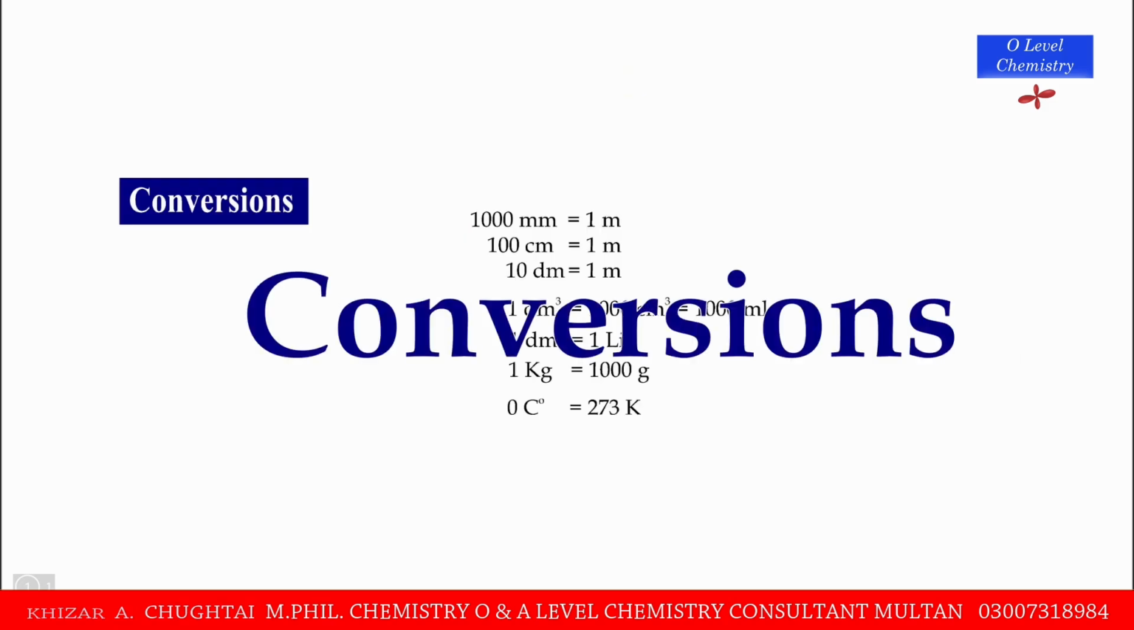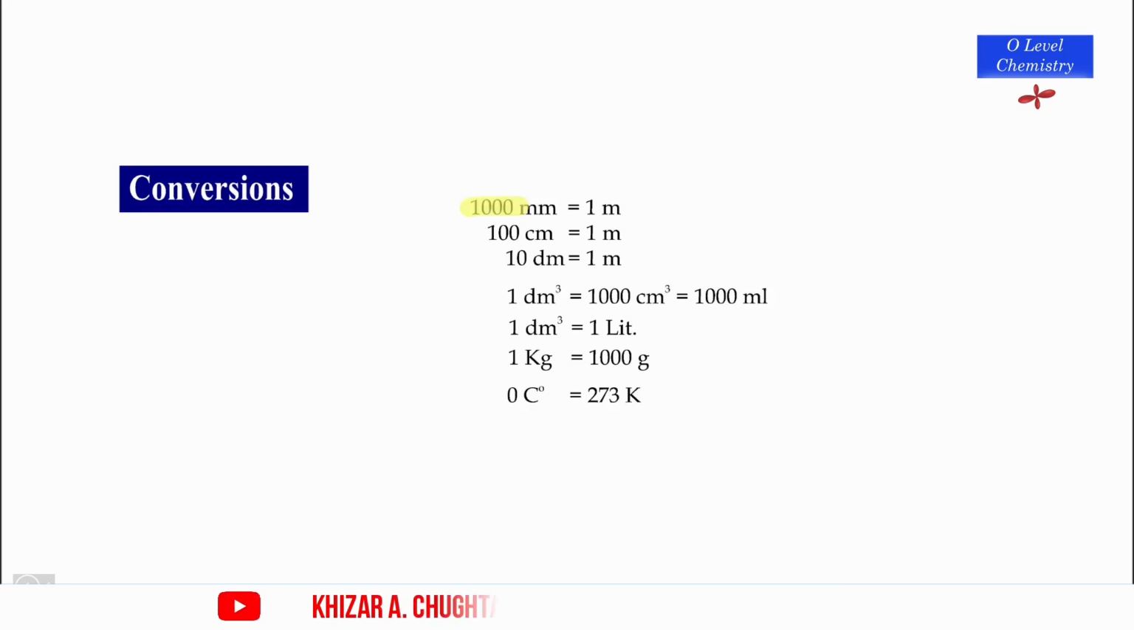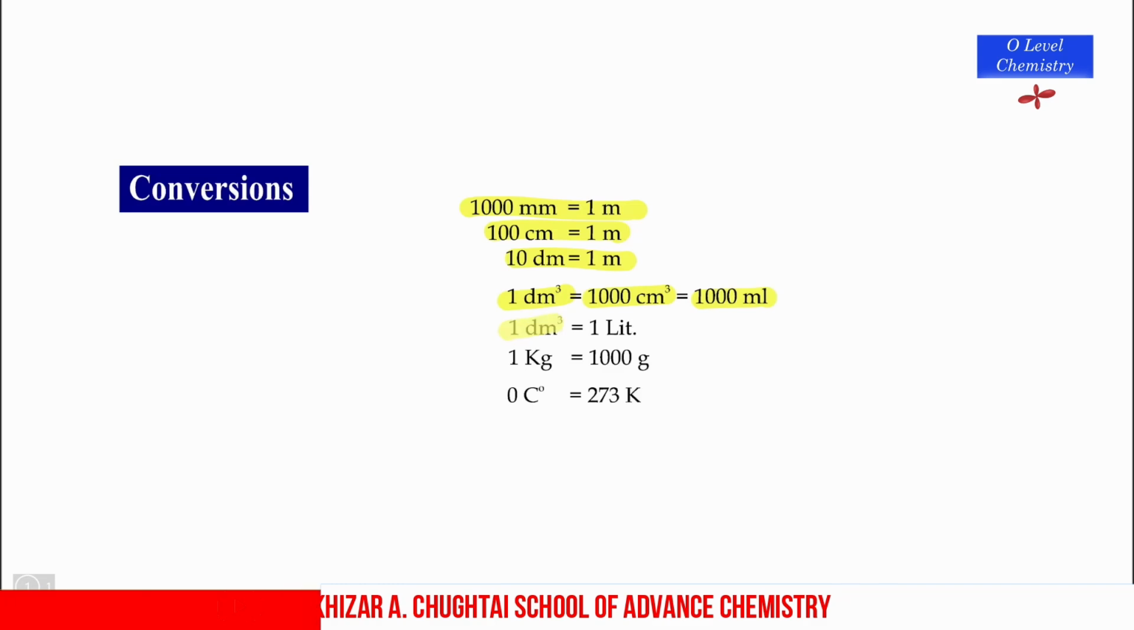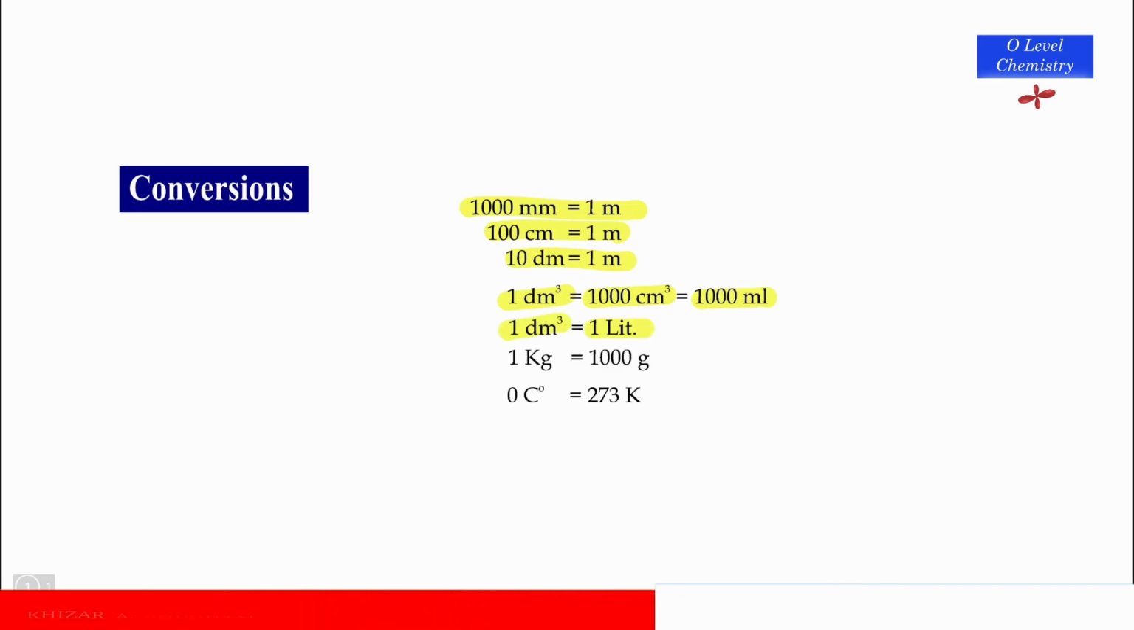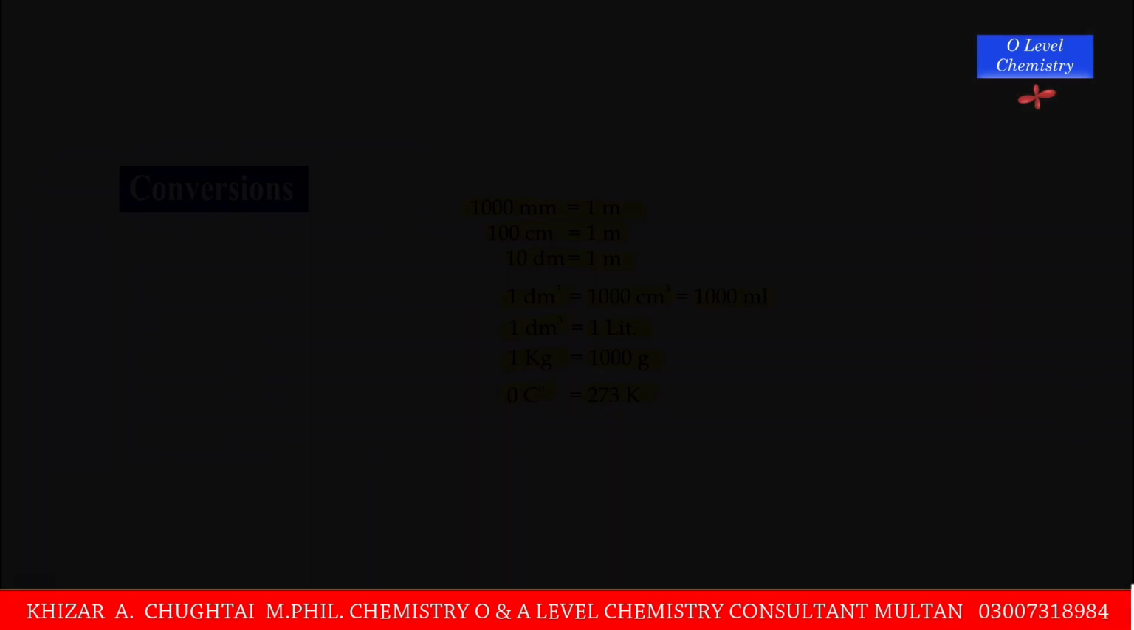There are some conversions that you must know. 1000 mm is equal to 1 meter, 100 cm is equal to 1 meter, and 10 decimeter is equal to 1 meter. Similarly, in case of volumes, 1 dm cube is equal to 1000 centimeter cube, that is also equal to 1000 ml. 1 dm cube is equal to 1 liter. 1 kg is equal to 1000 grams, and 0 degrees Celsius is equal to 273 kelvins.